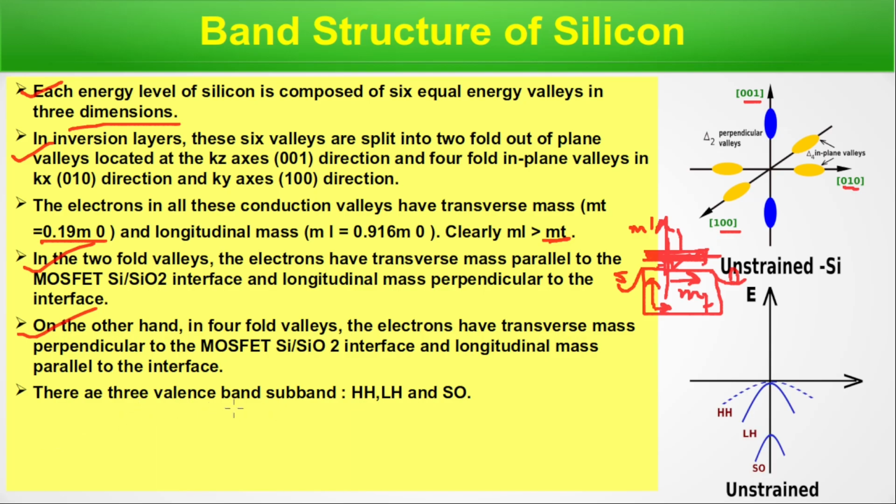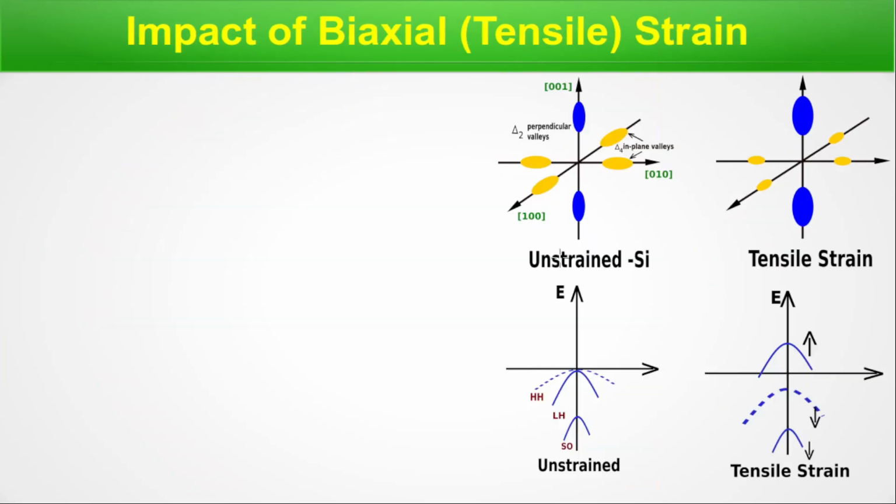Now there are 3 valence subbands, that is heavy hole, light hole, and split-off. We can see that heavy hole and light hole are degenerate. There is a degeneracy here and they are joined here energetically, and this split-off hole is quite far away. This is the situation in basic silicon. Now we are done with this slide. We will move to the next slide.